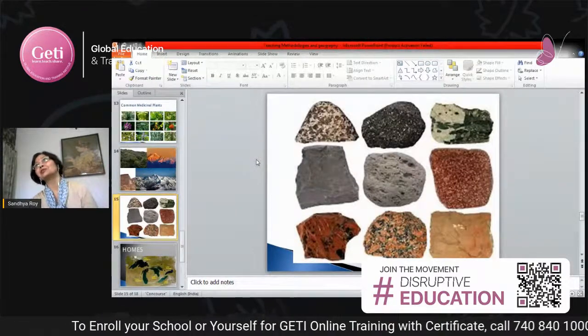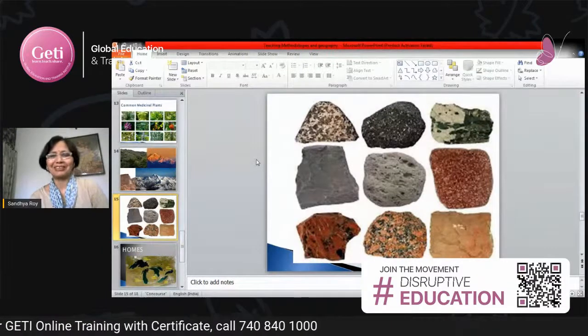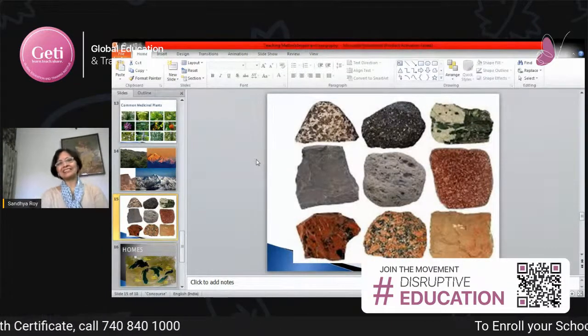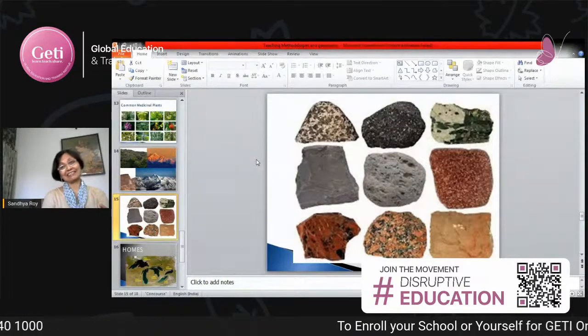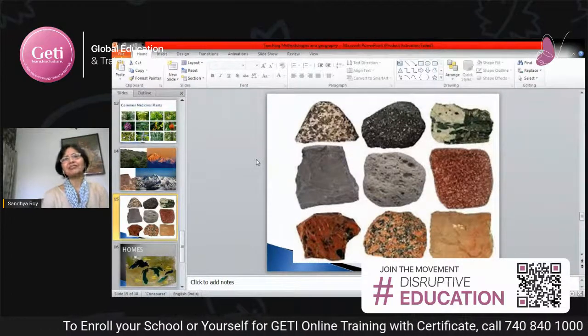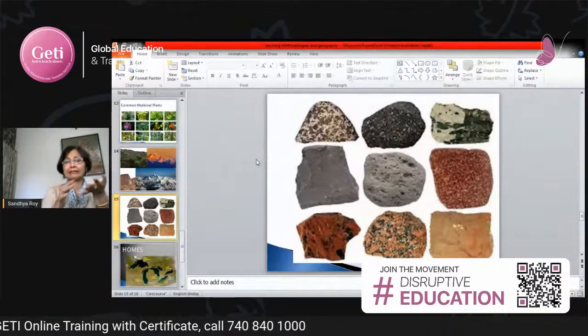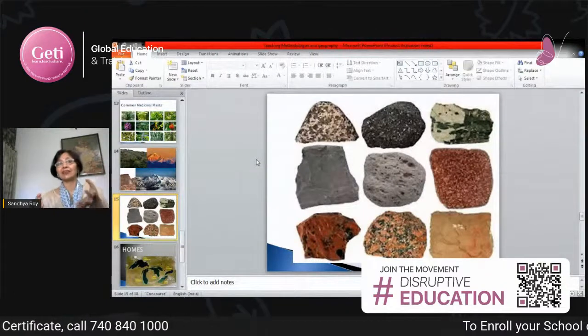I went into research work and everything. Sometimes we have to become crazy for it. Yes, when teachers become crazy, then they are able to give something to the students also. So these are the different things we can have. We can have different pieces of rocks. We can make them understand how the rocks are there in our environment.